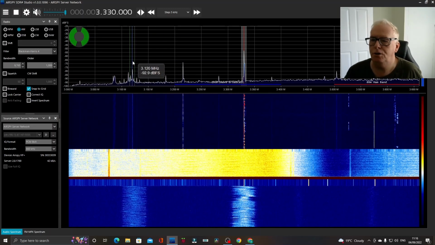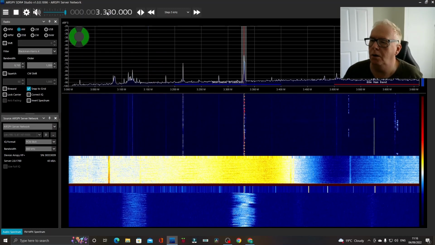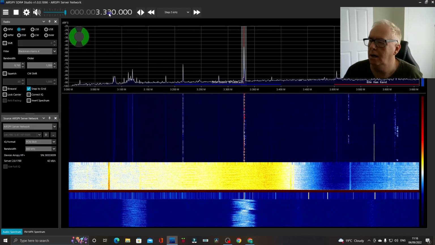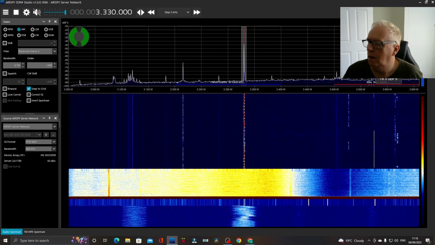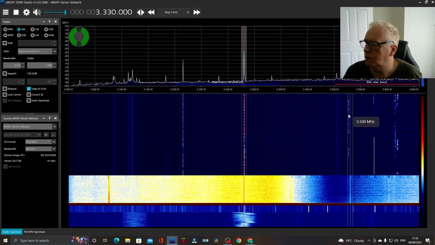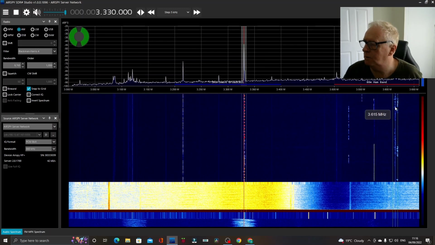Fantastic. So we can have a tune around, and the only thing that we have to put up with slightly is a delay. We can move down to another signal. It's a bit off frequency. Let's have a look at this one.